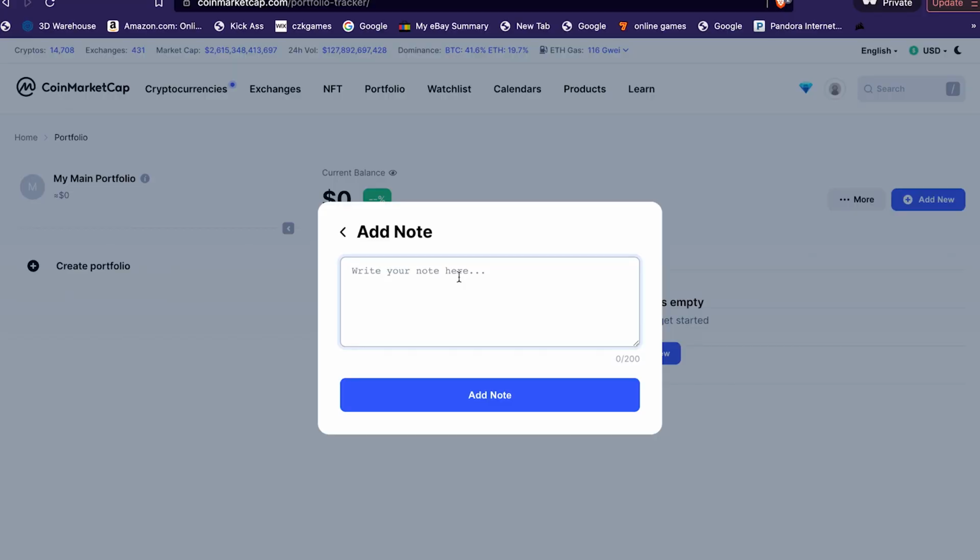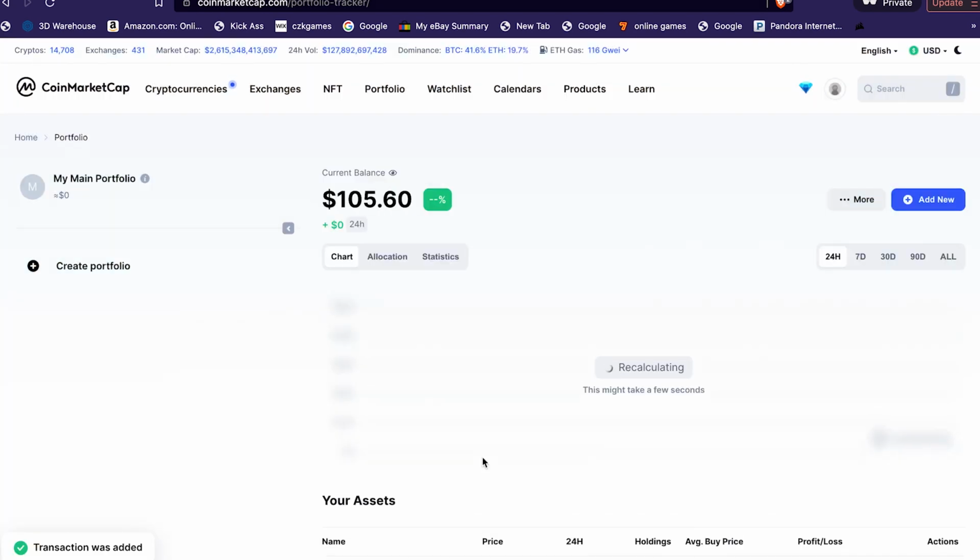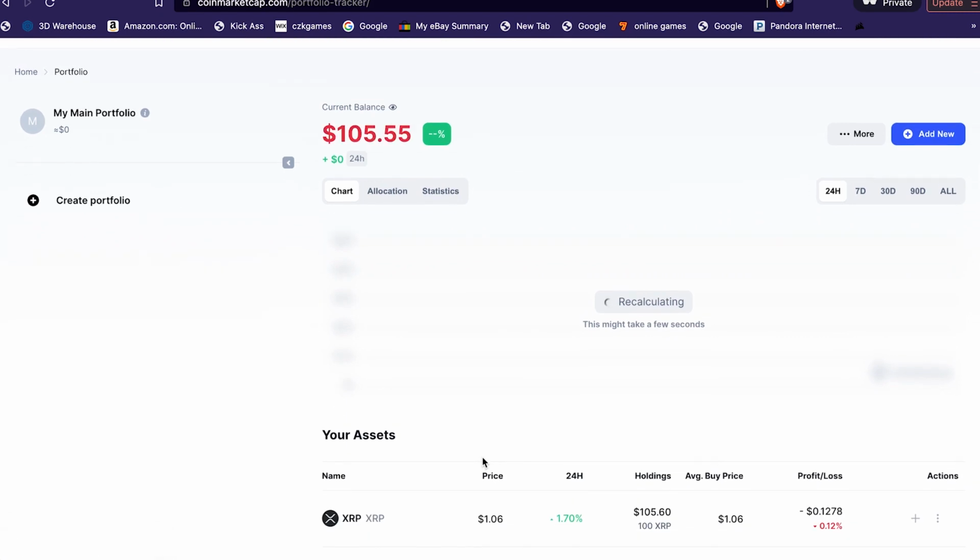And just in case I have any tax information, I like to add notes to my transaction. So I'll say, Uphold purchase, say today is 23rd November 2021. You could say it's your first purchase because that was your first purchase of a XRP. You add that transaction and your portfolio is now worth $105, and it'll constantly track the valuation of that 100 XRP in your CoinMarketCap now.